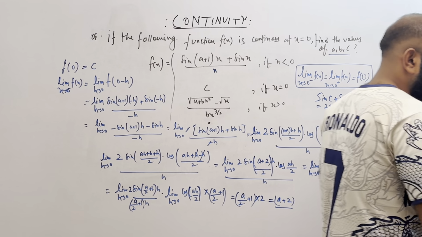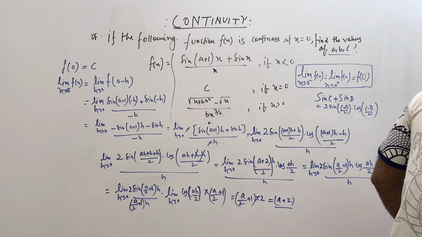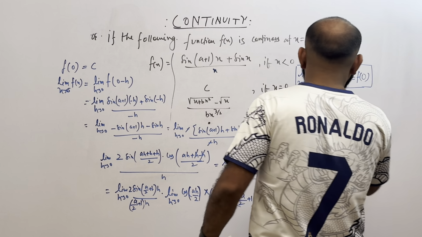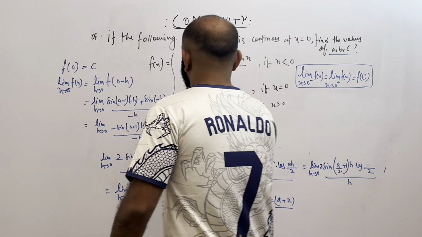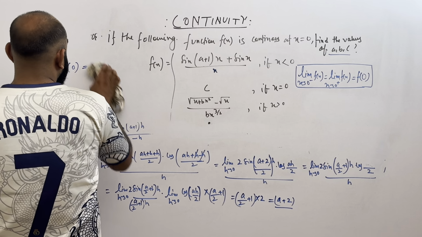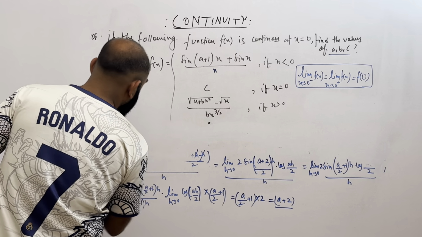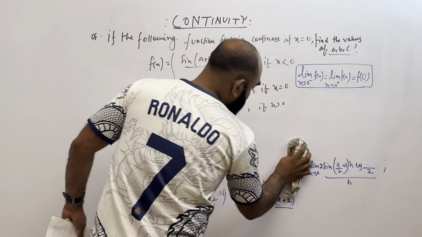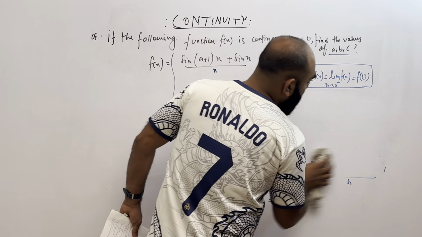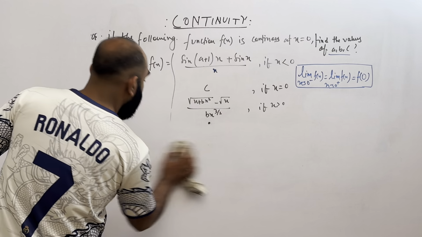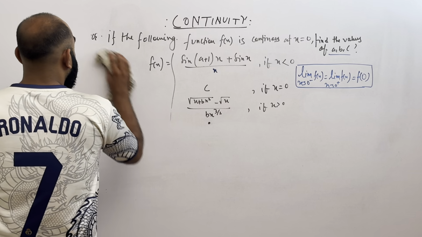Pause it and then note it down. Very important. So a plus 2. The left hand limit is coming a plus 2 only.